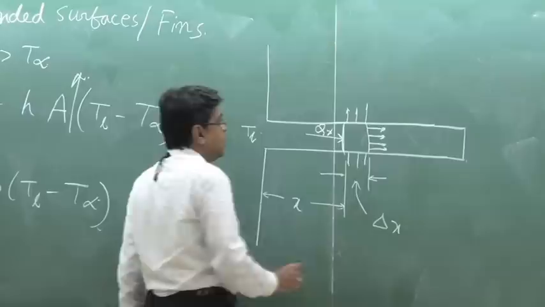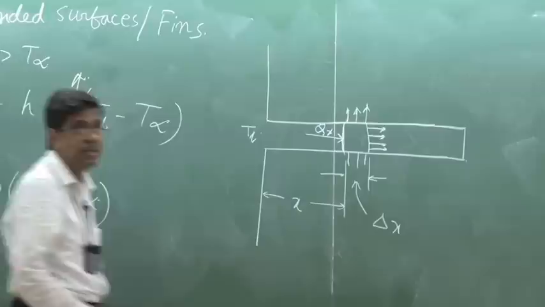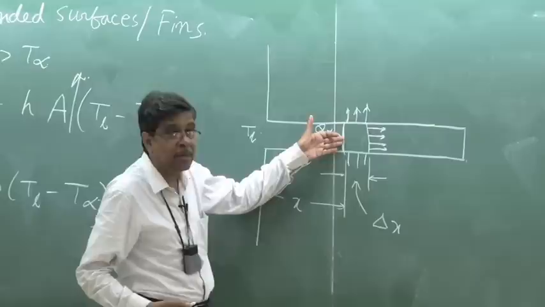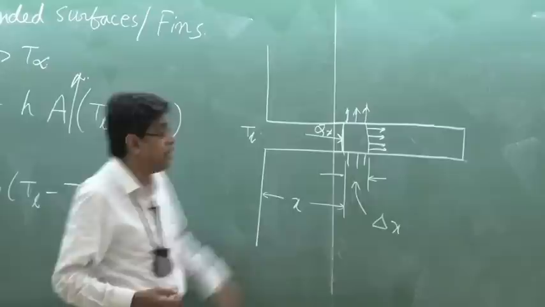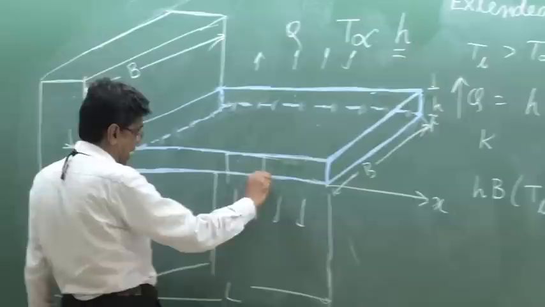That means the heat transfer through these lateral surfaces is huge. Because of this, it draws more heat here. Finally, it is connected to here. That means from the base, it draws more heat. So what are those lateral surfaces? That means this one. I draw it here. This delta x, you can understand this, like this.